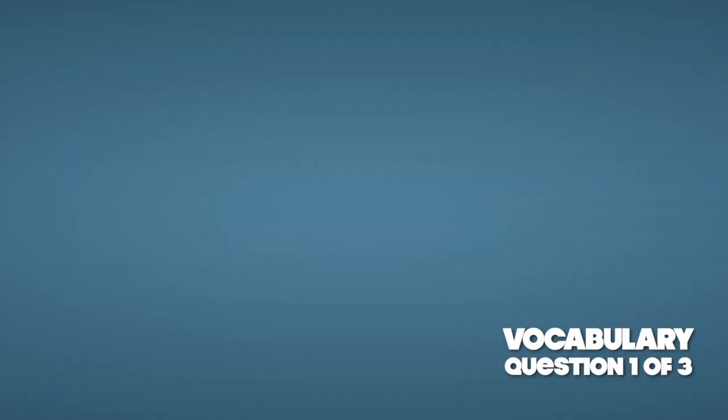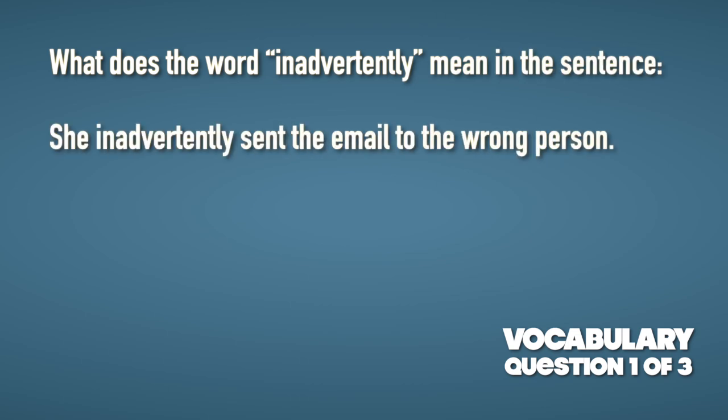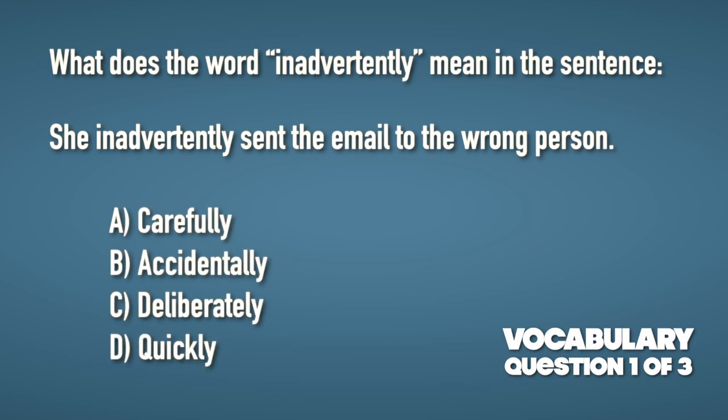Question 1. What does the word inadvertently mean in the sentence? She inadvertently sent the email to the wrong person. A. Carefully. B. Accidentally. C. Deliberately. Or D. Quickly.